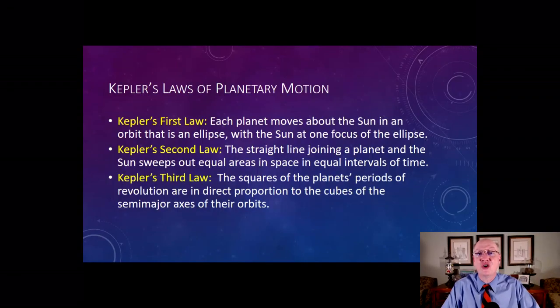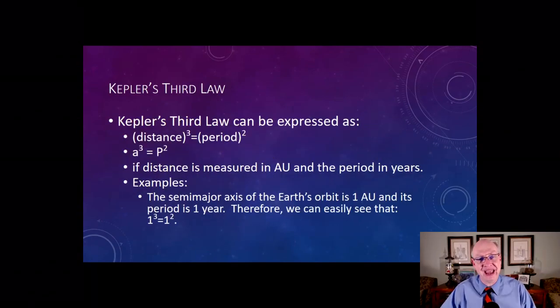This is where equations actually make things much simpler. Because what Kepler was really saying is that the distance cubed, the average size of the orbit, the semi-major axis of the orbit cubed, is equal to the period squared. As I said, we usually represent the semi-major axis using the letter A. So A cubed is equal to the period squared. And this holds true if you use special units. This holds true if the distance A is measured in astronomical units and the period P is measured in years.